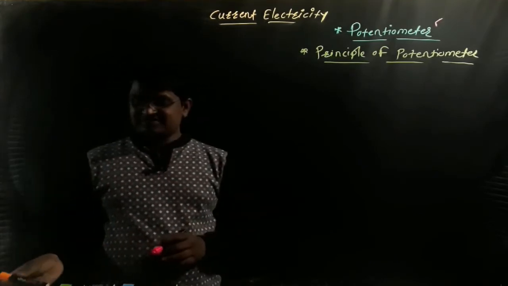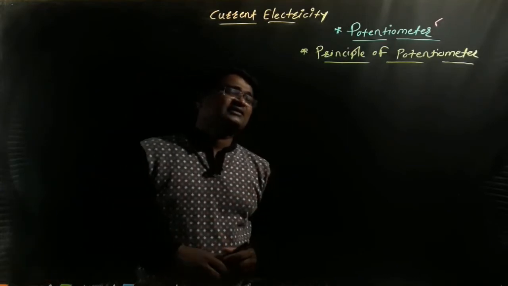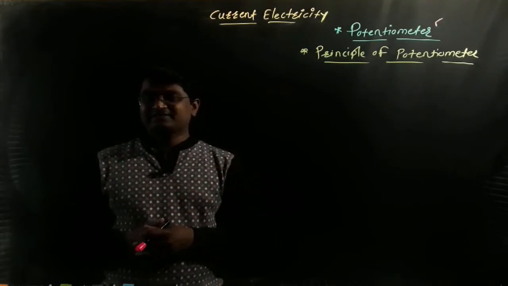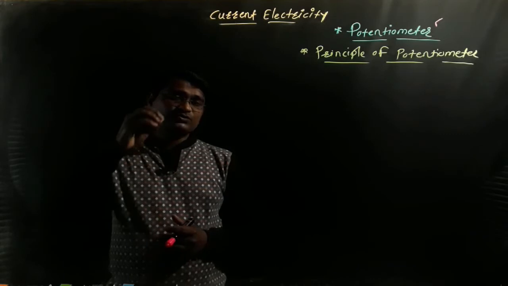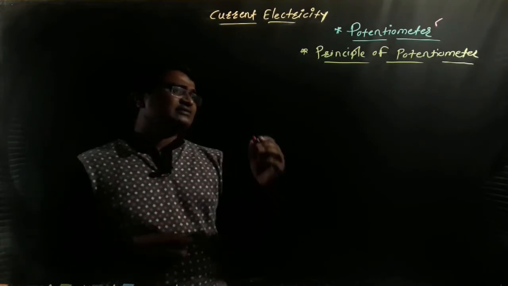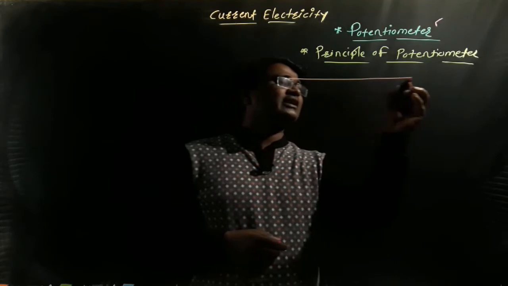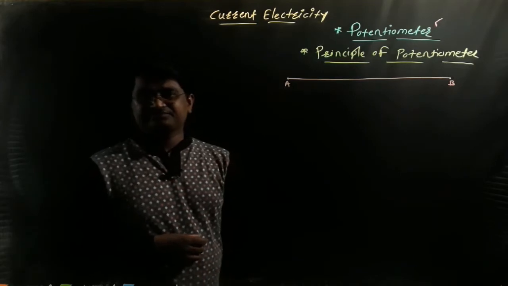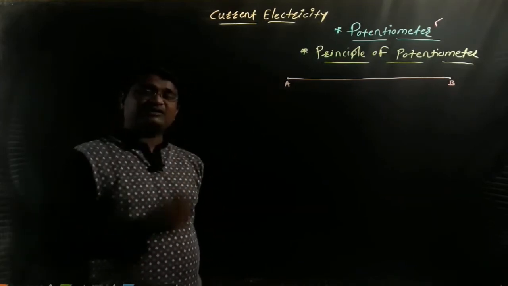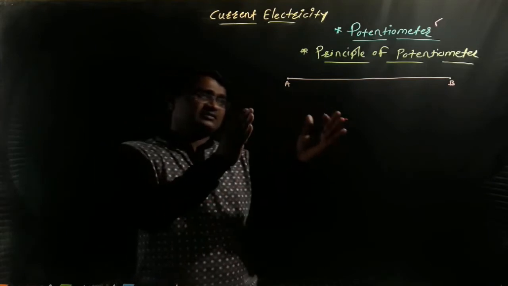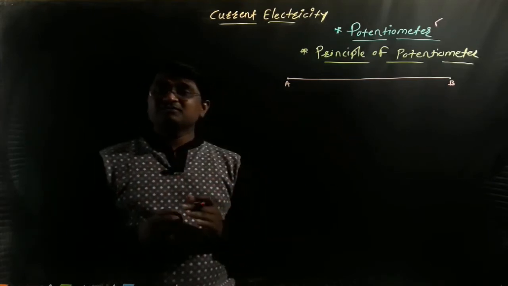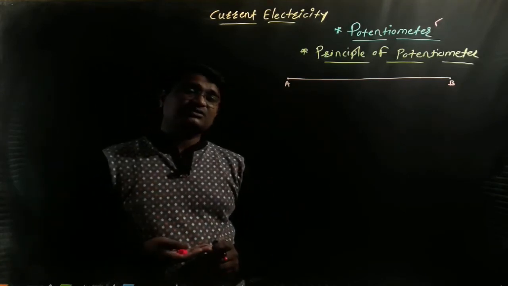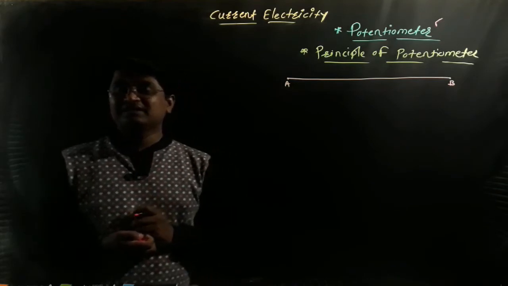So what is the actual concept of the potentiometer and how does it work? Actually, a potentiometer consists of a long wire of uniform cross-section, near about 2 to 10 meter long. Let's imagine that this wire is denoted by AB. This very long wire, near about 2 to 10 meter, is folded and divided into a number of segments, each of length 100 centimeter.